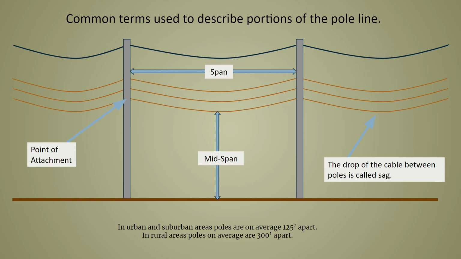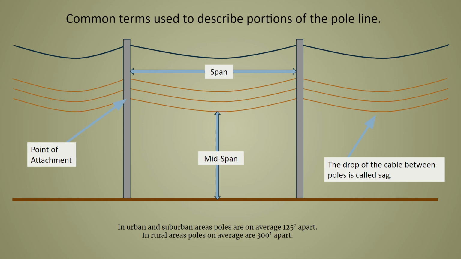Now the sag is based on the span between the two poles and the weight of the cable, and how much sag is allowed on your particular cable is determined by the power owner, the pole owner, and your NESC.